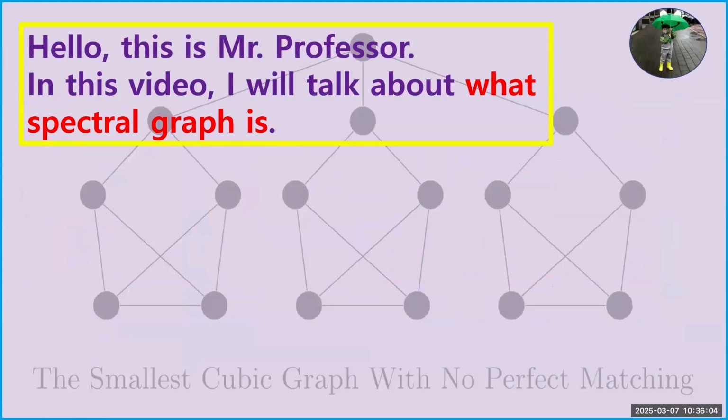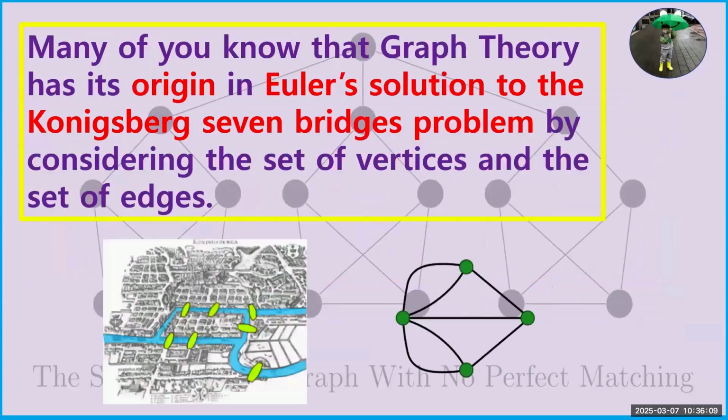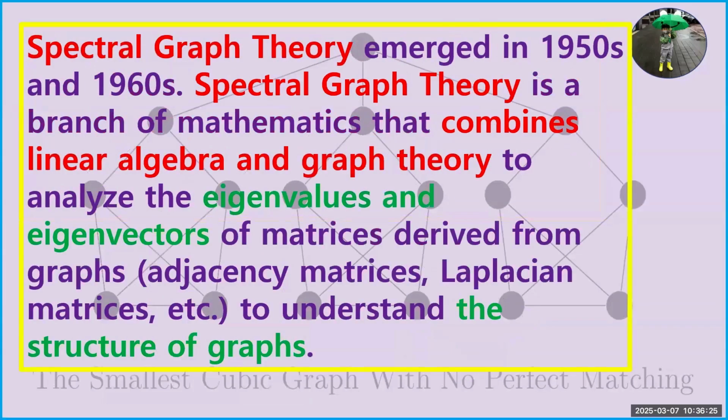In this video, I will talk about what spectral graph theory is. Many of you know that graph theory has its origin in Euler's solution to the Königsberg seven bridges problem by considering the set of vertices and the set of edges. Spectral graph theory emerged in the 1950s and 1960s.